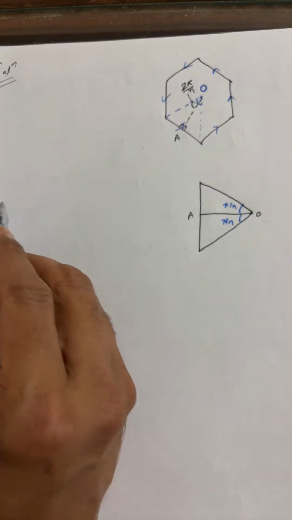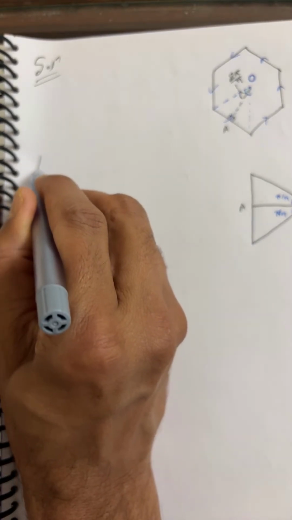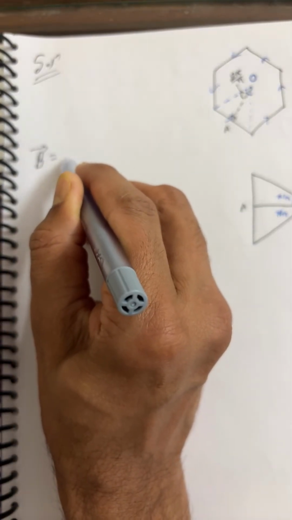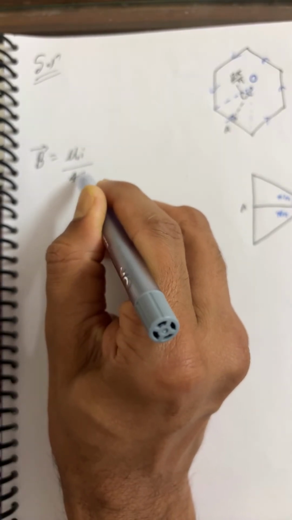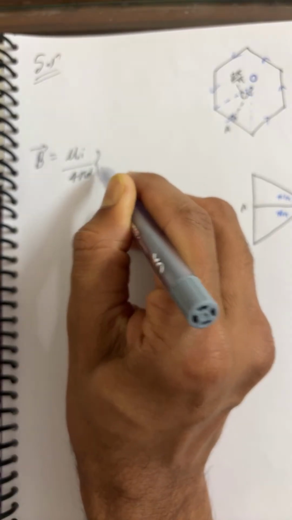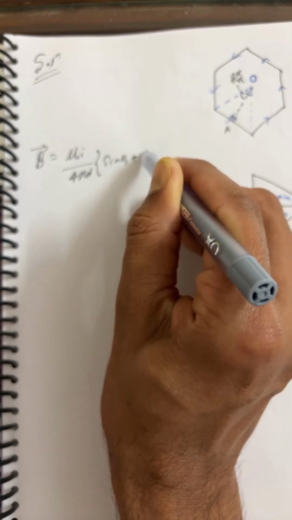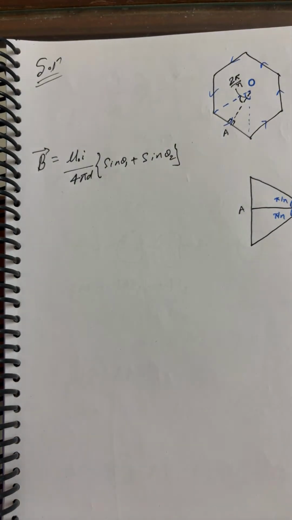So first I want to write the formula which I'll apply over here. Magnetic field due to finite length of current carrying wire is mu naught into I by 4 pi d, into sin theta 1 plus sin theta 2. I hope all of you remember this formula. Magnetic field due to finite length of current carrying wire: mu naught I by 4 pi d, sin theta 1 plus sin theta 2.